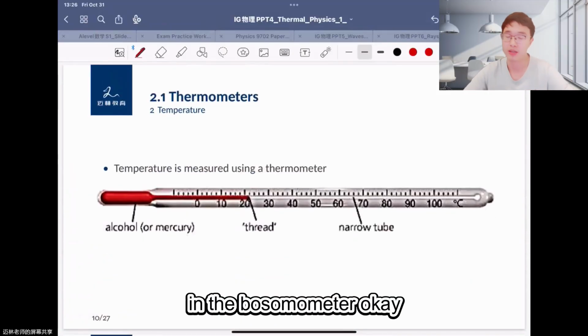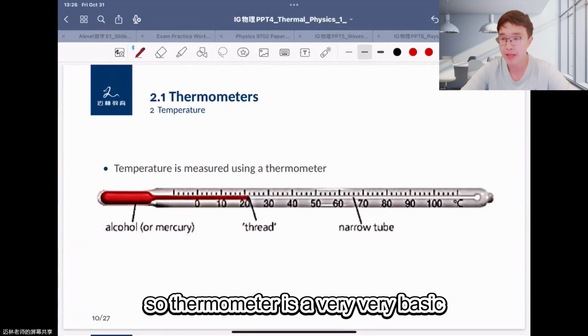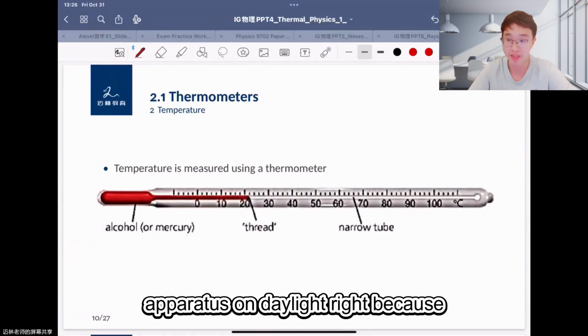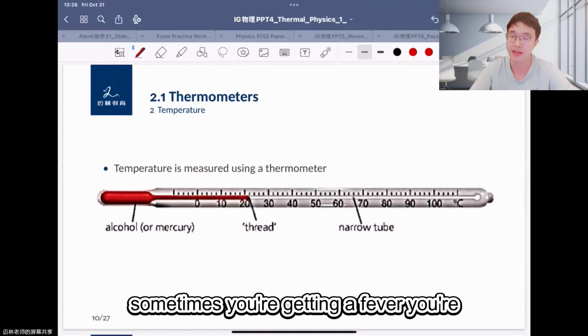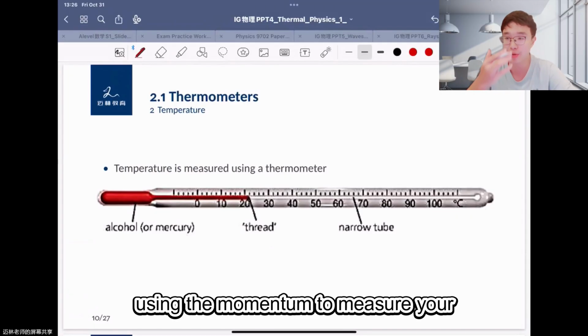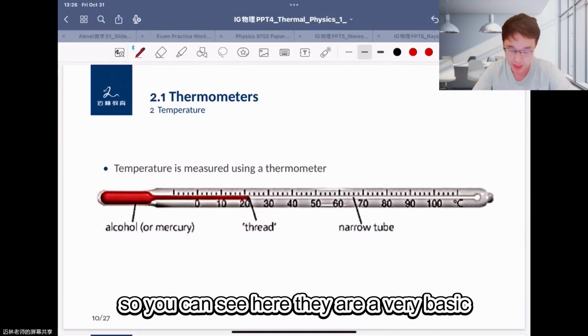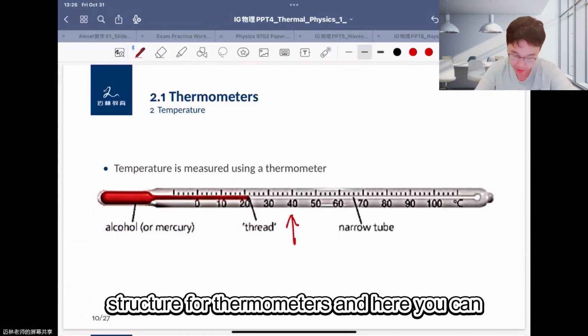It's about the thermometer, okay? So the thermometer is a very basic apparatus in our daily life, right? Because sometimes when you're getting a fever, you use a thermometer to measure your temperature, right? So you can see here, there is a very basic structure for thermometers.